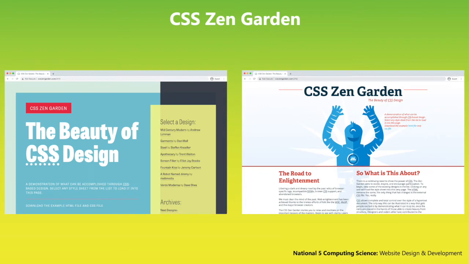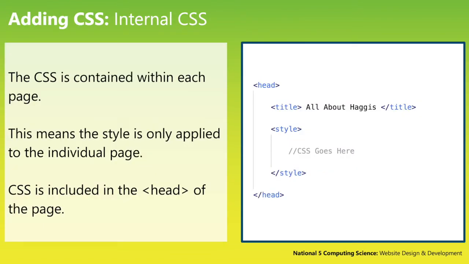At National 5 we can implement CSS in two different ways. The first way is internal CSS. This is where CSS is contained within each HTML page. This means that the style is only applied to that individual page. The CSS is included in the head of the page, and if we look over on the right you can see that we have a new tag in our head called style, and all our CSS will appear inside this style tag. Just like every tag, it's really important when we open the style tag we close it.